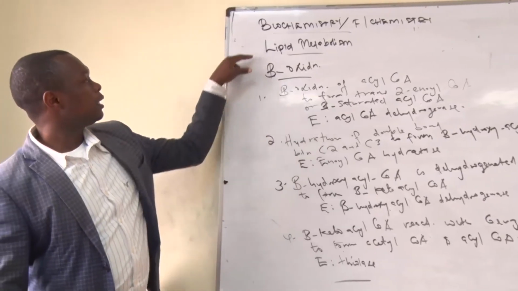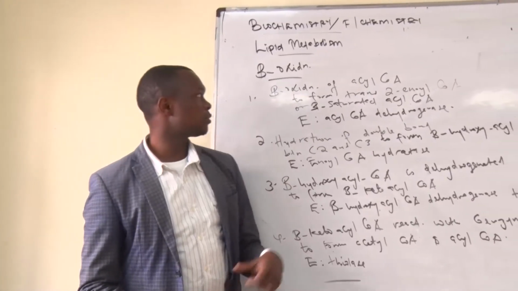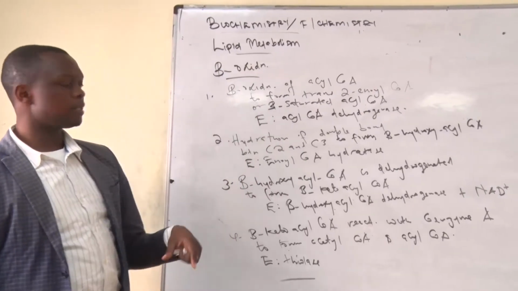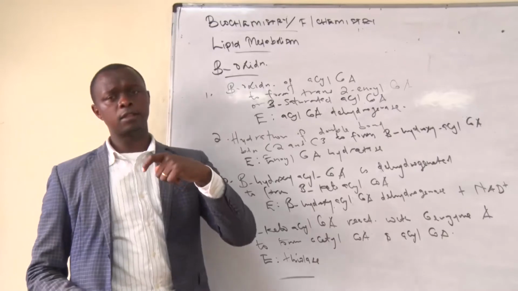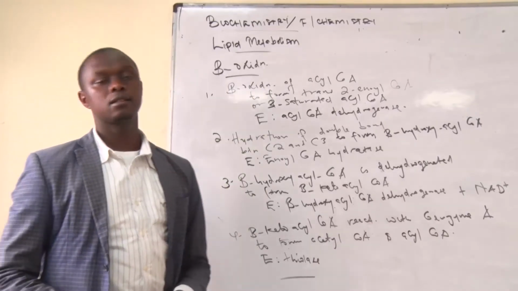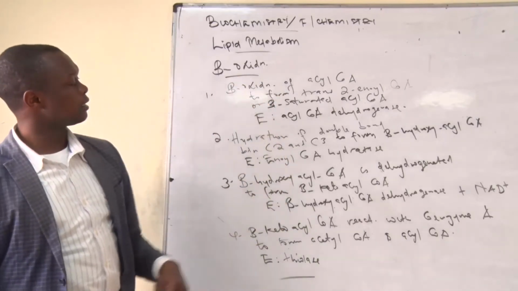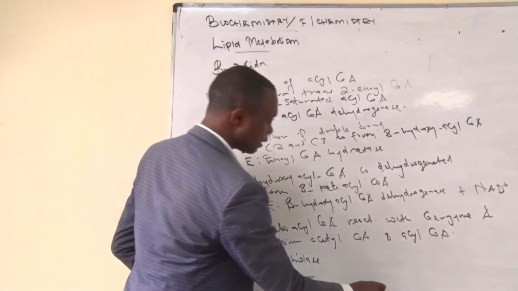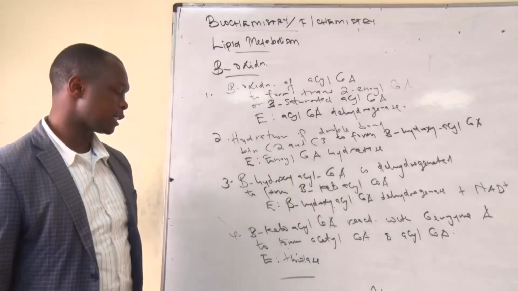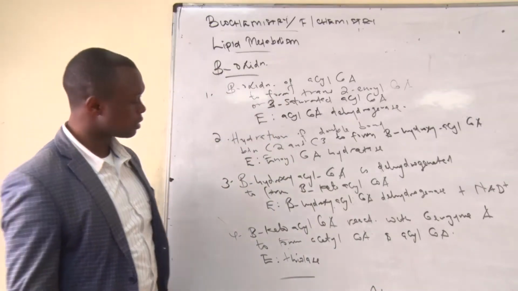Good morning. Today I want us to continue with lipid metabolism, and we had said that we had three forms of oxidation of fatty acids. We had the alpha oxidation, which we say is very uncommon, very minor. It occurs mainly in the brain cells, the brain tissues.